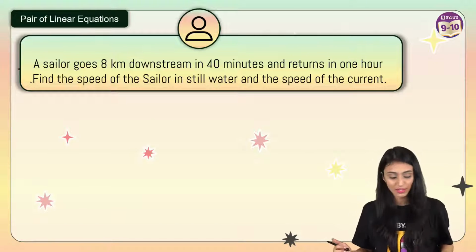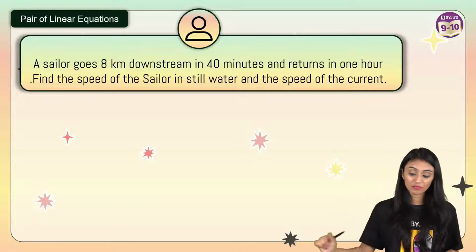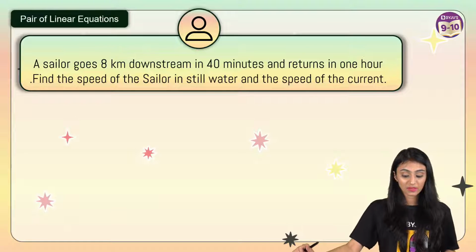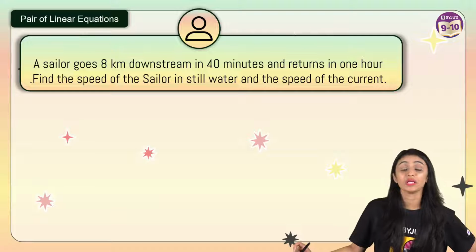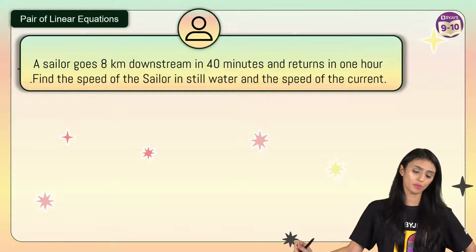Let's move ahead to the next question. A sailor goes 8 km downstream in 40 minutes and returns in 1 hour. Find the speed of the sailor in still water and the speed of current. Trust me, upstream, downstream questions are very important from paper point of view.